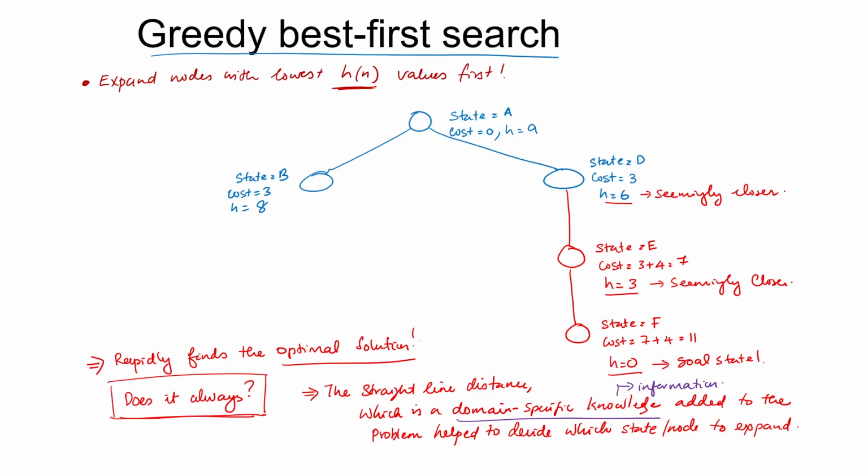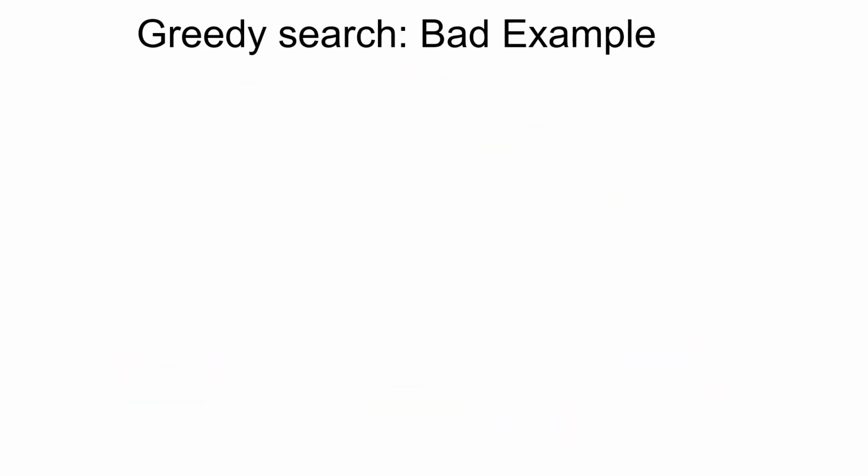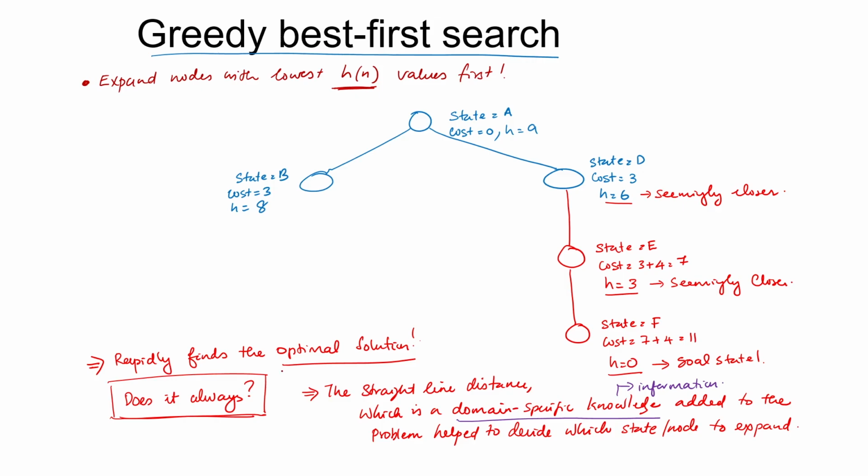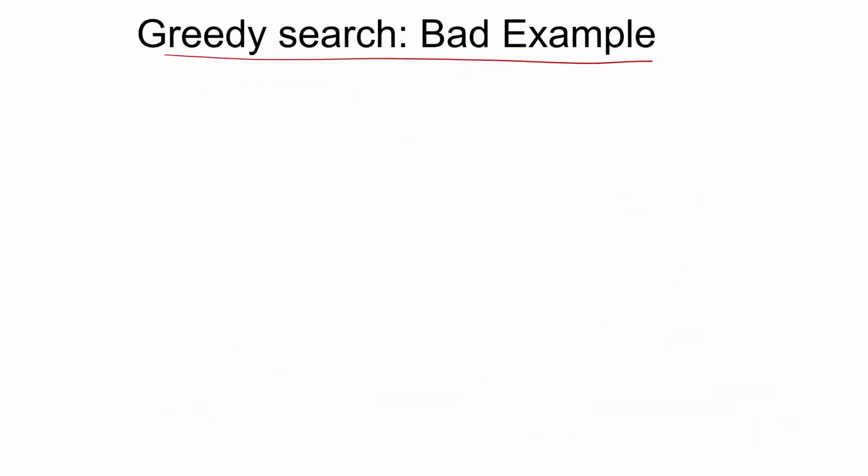Okay. So, today what we will try to do is talk about a bad example of greedy search. The question that we had yesterday was, it rapidly finds the optimal solution. Does it always find the optimal solution rapidly? So, let us take a look at a network.